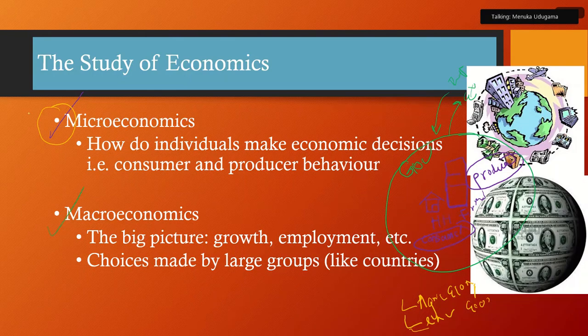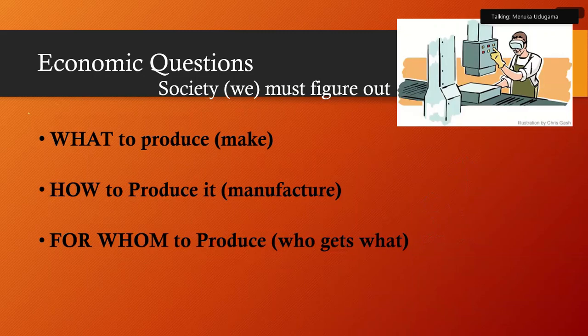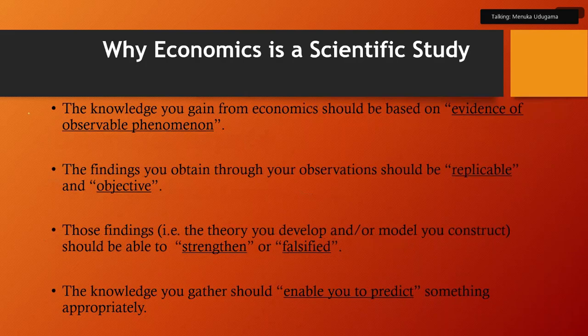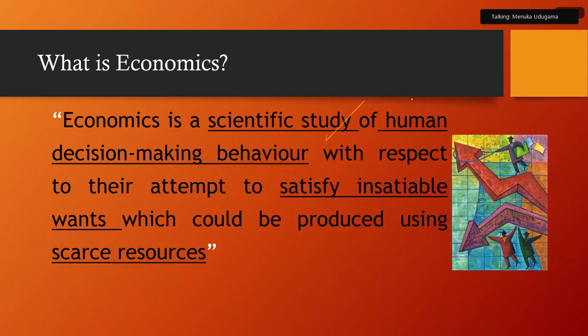So what do we do? The first thing that we're going to look at is economic questions. Any economy in the world will have to answer these three questions: what to produce, how to produce, and for whom to produce. If you go back to this definition, it says it's a scientific study. Now we learned why it's a social science, and in economics, we study how we satisfy our wants in the face of scarce resources.